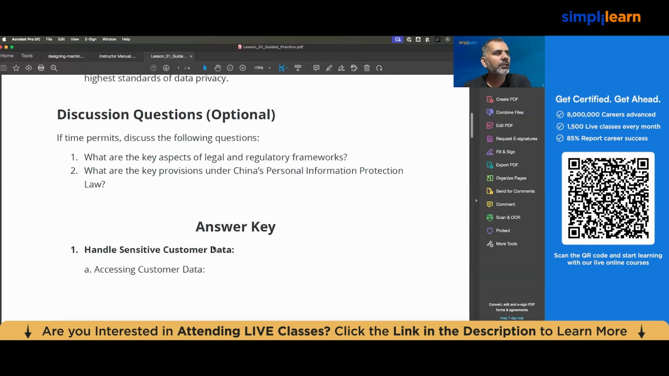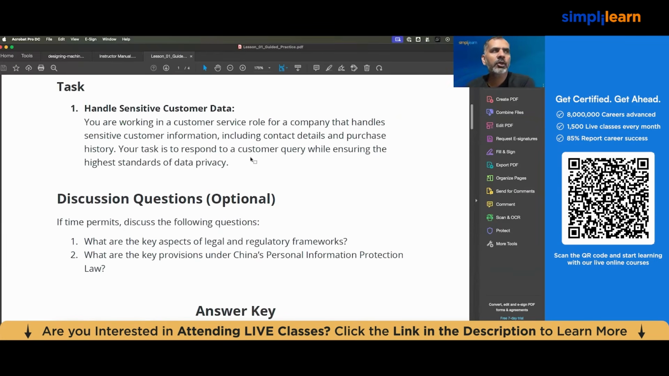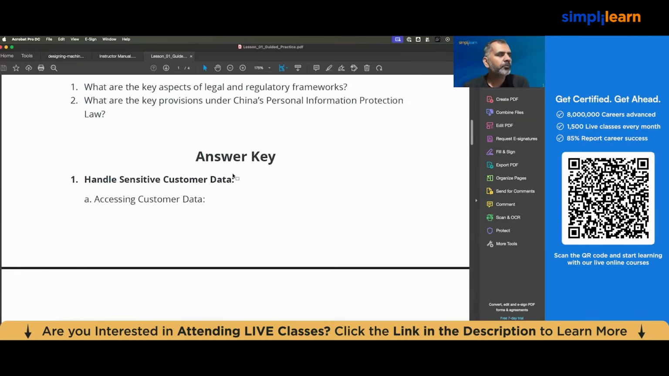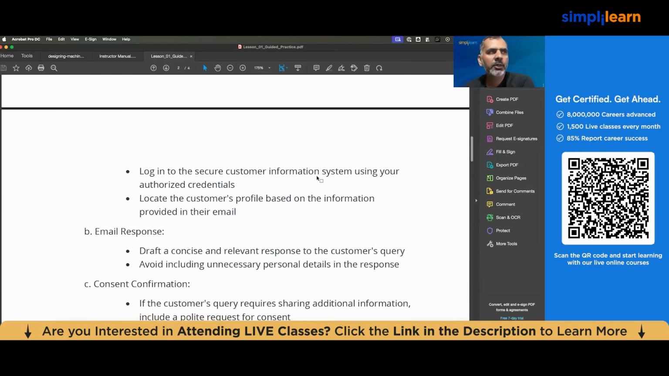show you the answer key. So your scenario is that you are accessing the customer data. Your task is to respond to a customer query while ensuring the highest standard of data privacy. So what you can do is log into a secure customer information system using authorized credentials. Then locate the customer profile based on the information provided in their email. That's the very first thing. This is the way you are securing your data for only authorized access.